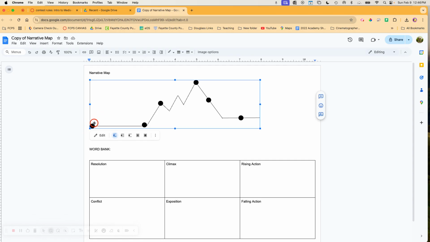So we have introduction of the character and the setting. So who are we? Who's the movie about? And where are we in the world? And what's this person like before the action starts? So we're going to show that.